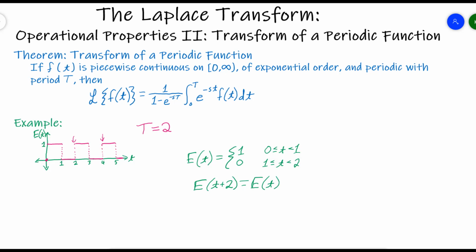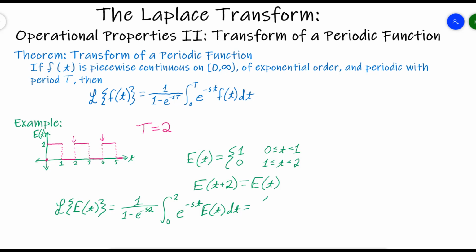So now we use our theorem. Our theorem says that the Laplace transform of f of t is going to equal 1 over 1 minus e to the negative s times the period, so times 2, times the integral from 0 to 2 of e to the negative st f of t dt. Well, the value for f of t is different from 0 to 1 than it is for 1 to 2, so I'm going to break this integral up into 2 pieces.